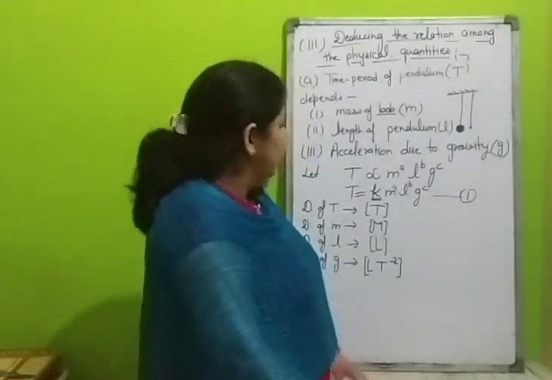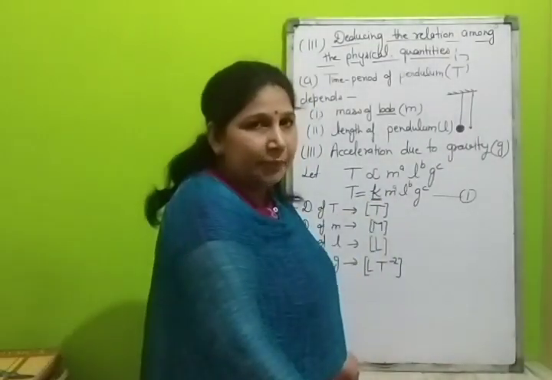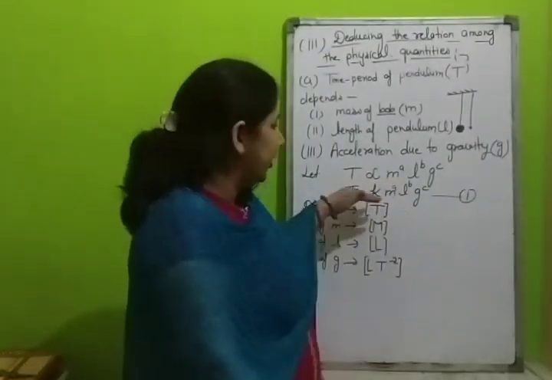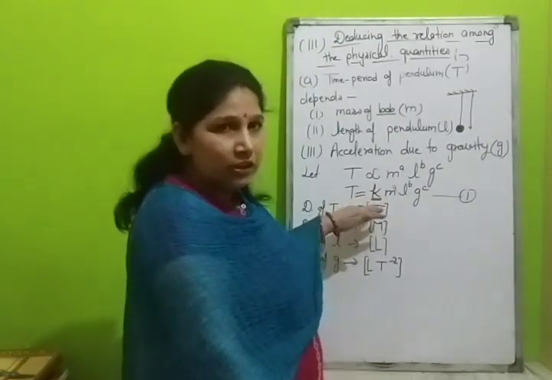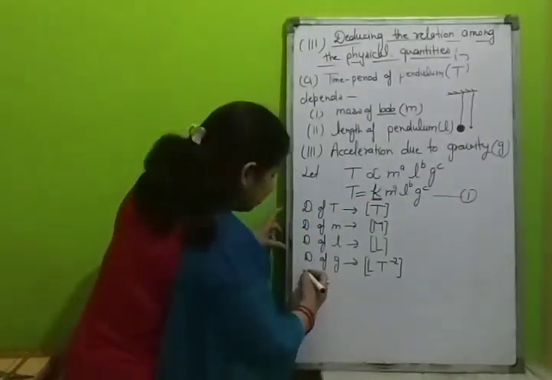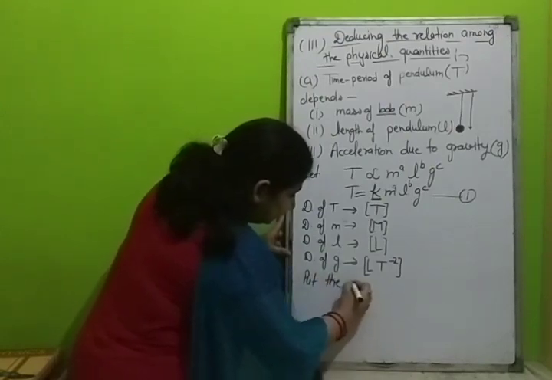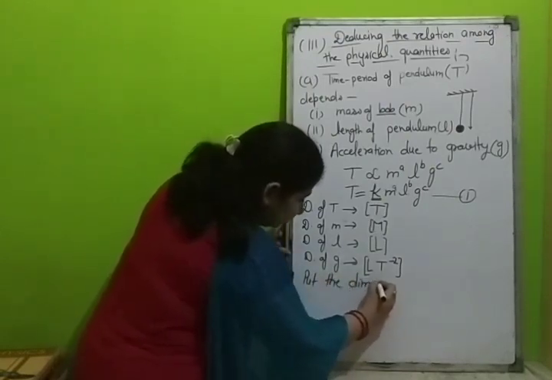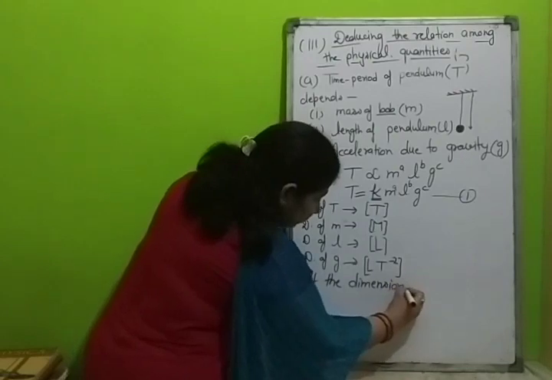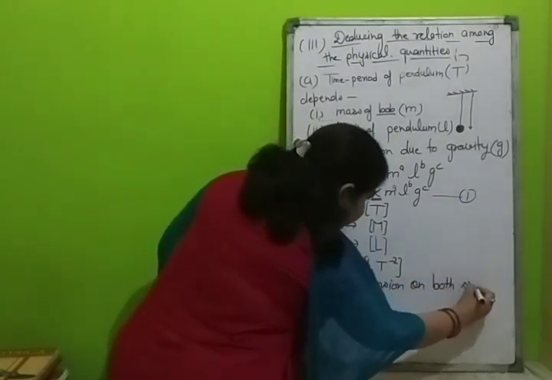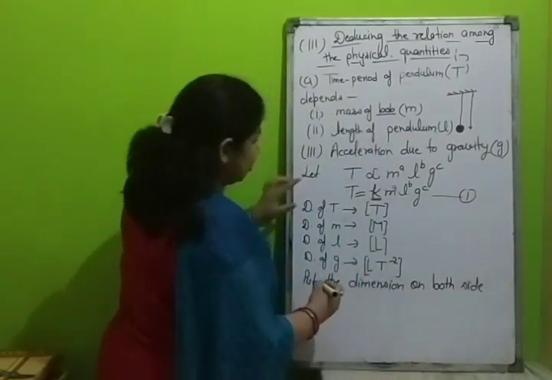it is clear that it is a dimensionless quantity. Means we will ignore this constant term when we are putting the dimension of these physical quantities. Now put the dimension on both sides.